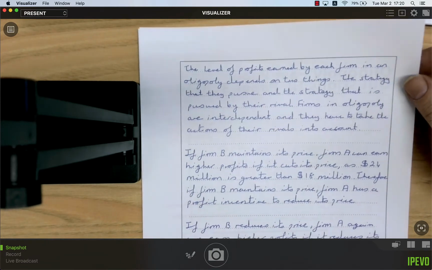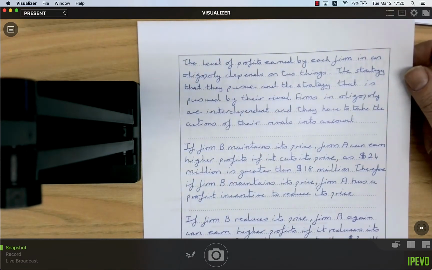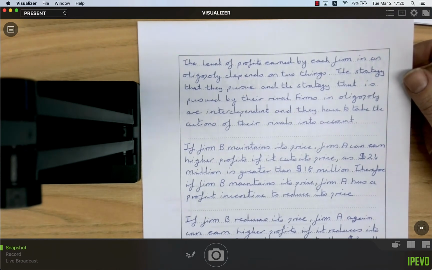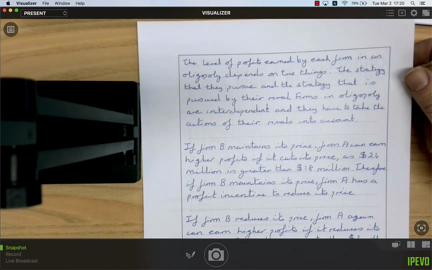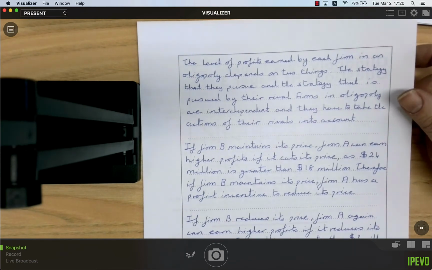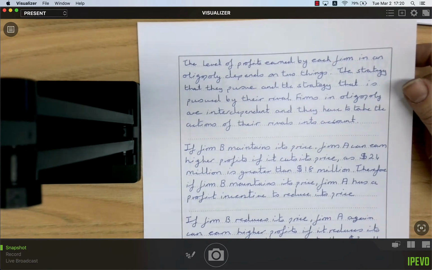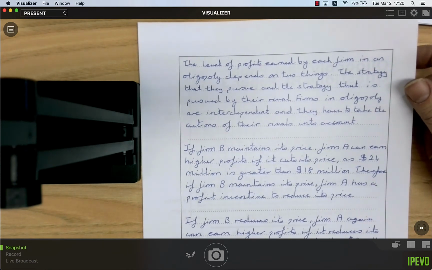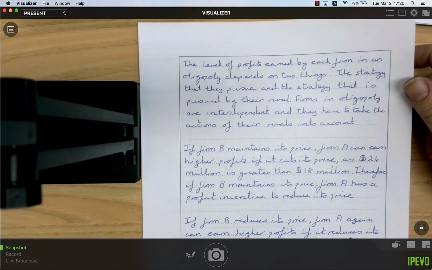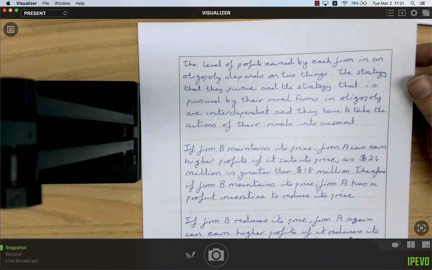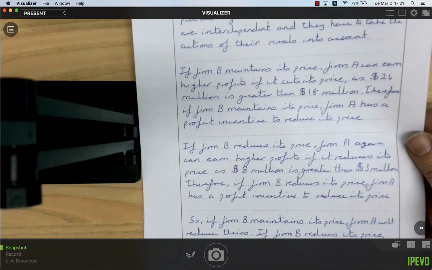The level of profits earned by each firm in an oligopoly depends on two things. The strategy that they pursue, so the price, as I said earlier, what do they pursue? And also the strategy that is pursued by their rival. Now, what I mean by strategy is increase or reduce price, maintain or reduce price. Okay, so we're just saying, are they sticking to what they said they would do, or what appears to be working, or are they going to reduce price? Firms in oligopoly are what are called interdependent, and they have to take the actions of their rivals into account when making a decision. Now, let's have a look at this.